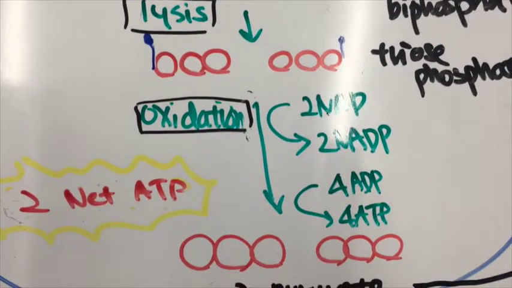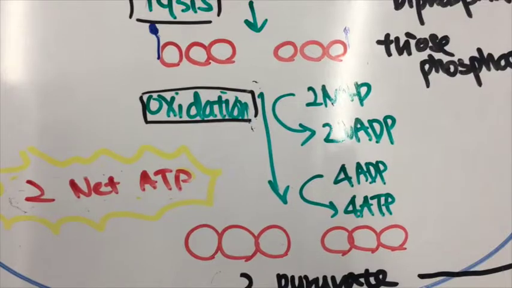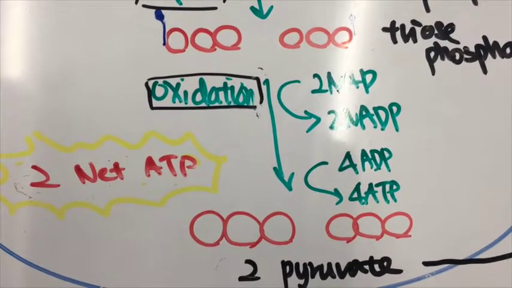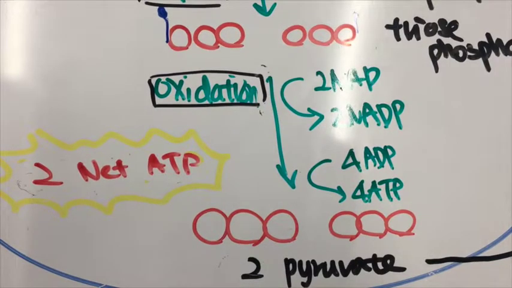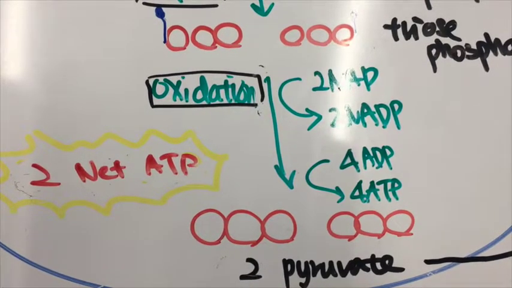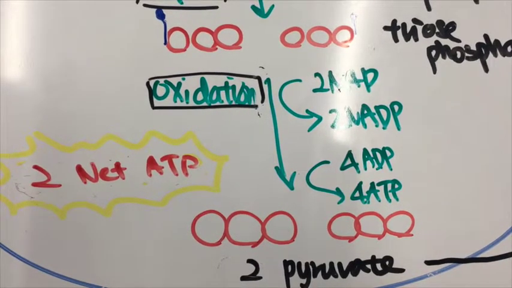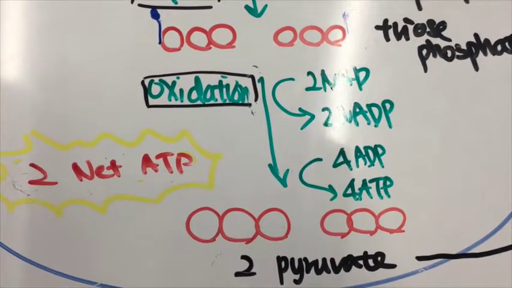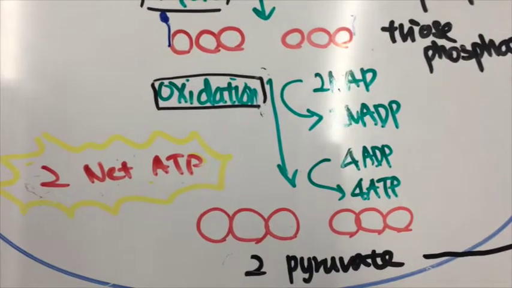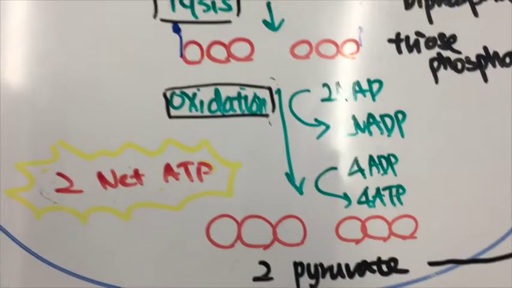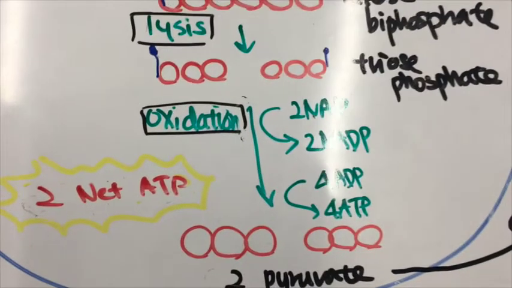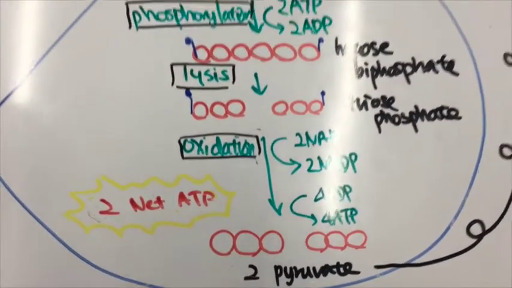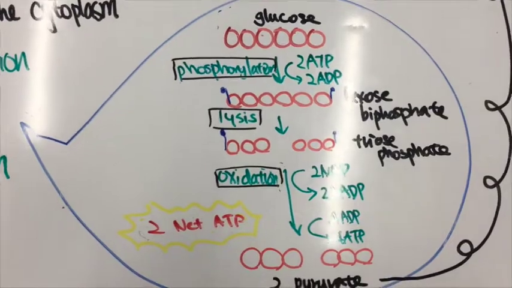2 atoms of hydrogen are removed with the help of 2 NAD, and this process is oxidation. The energy released by oxidation of each triose phosphate molecule is used to convert 2 ADP molecules to ATP. The end product of glycolysis is pyruvate. So what you get in the end after glycolysis is 2 pyruvate molecules and 2 ATP molecules. So it's not a very efficient process in terms of formation of ATP.